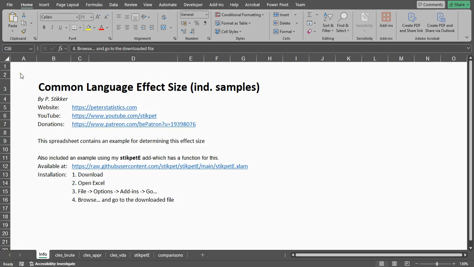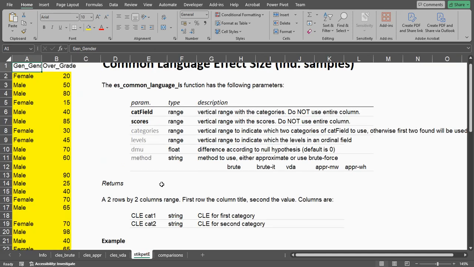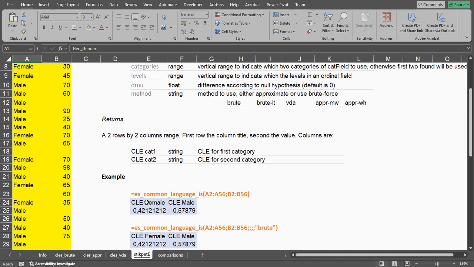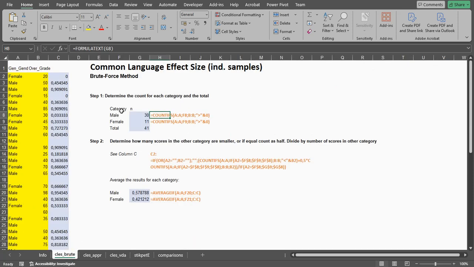Welcome. In this video I'm going to show you how you can obtain the common language effect size for independent samples using Microsoft Excel. This is also known as the Vargha-Delaney A, or the probability of superiority. In a separate video I show you how you can do this simply by using my own function that I made in my add-in. That simply gives you the results straight away. But if you don't want to use my function, we'll have to do it the hard way.